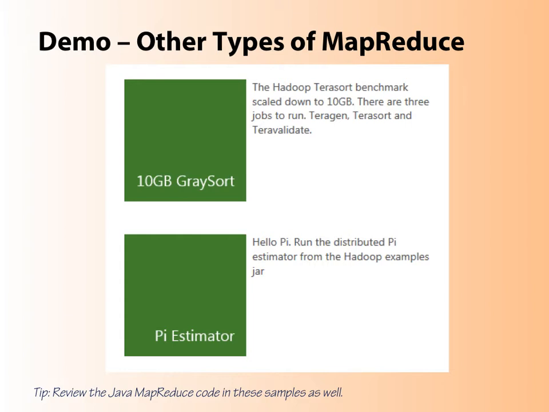And you can see the gray sort has 3 separate chain jobs, the TeraGen, TeraSort, and TeraValidate inside of it. The Pi estimator just spawns a whole bunch of maps, which is kind of interesting to look at. I would also recommend that if you get onto this beta, you review the Java MapReduce code in the samples to see the actual implementation of this. So you can see the mapper and the reducer. I think at this point it's probably just interesting to review the Java and go through the jobs so that you can start to understand the different types of MapReduce jobs that you can run using this paradigm.